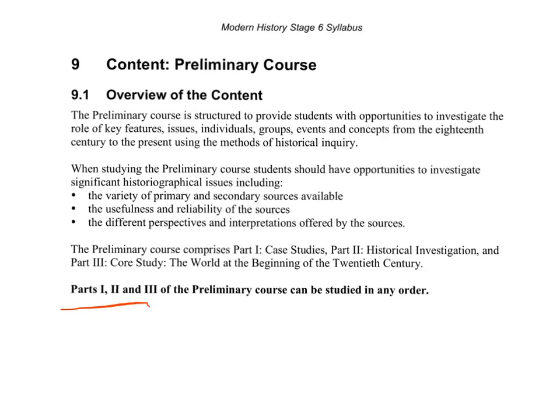We're going to do three things here, parts 1, 2 and 3. We're going to do them in this order. We'll do part 3 first. Note it says can be studied in order. Core study first, which I'll talk about. That's the world at the beginning of the 20th century. And we'll also do part 2, which is the investigation.